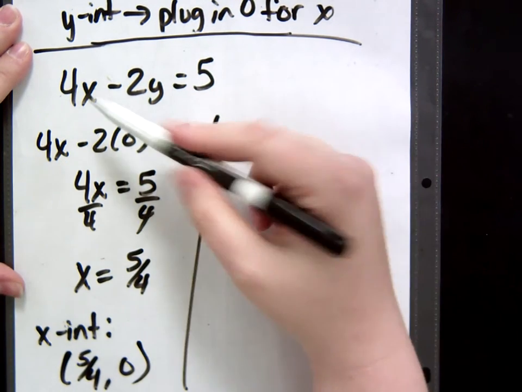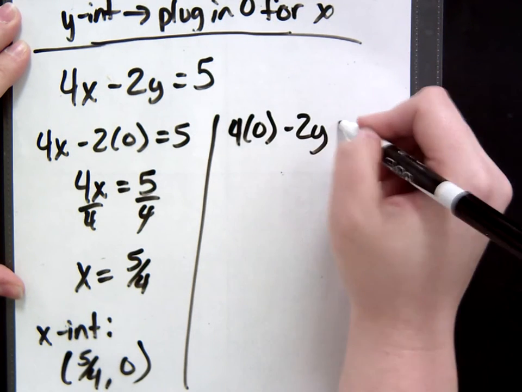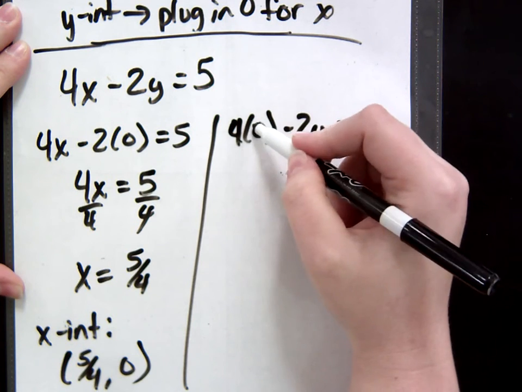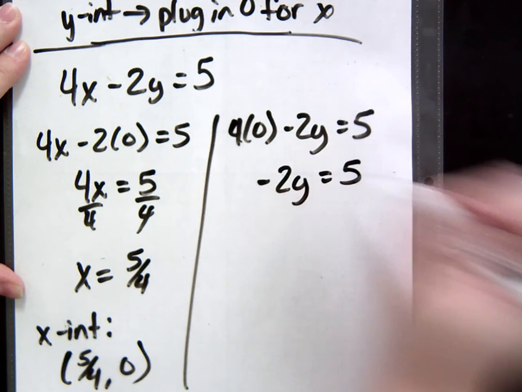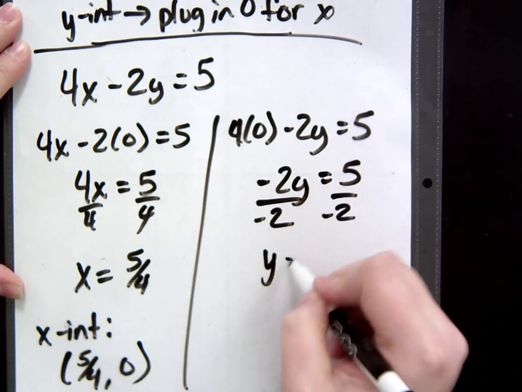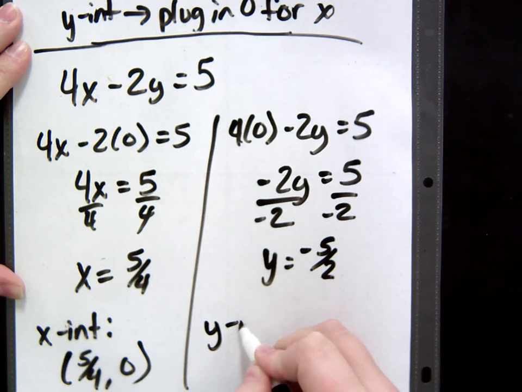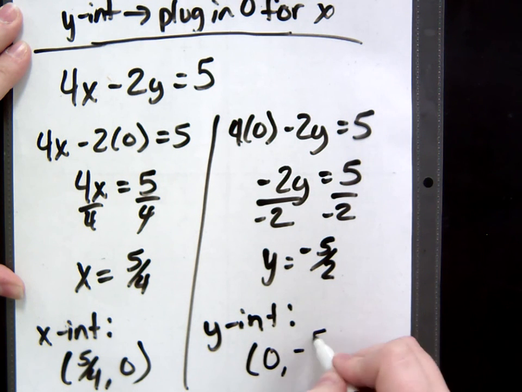Y-intercept, you replace the x with 0. So 4 times 0 minus 2y equals 5. This is just 0, and when I do 0 minus 2y, I get negative 2y equals 5. Divide by negative 2, and I get y equals negative 5/2. So the y-intercept is the point 0 and negative 5/2.